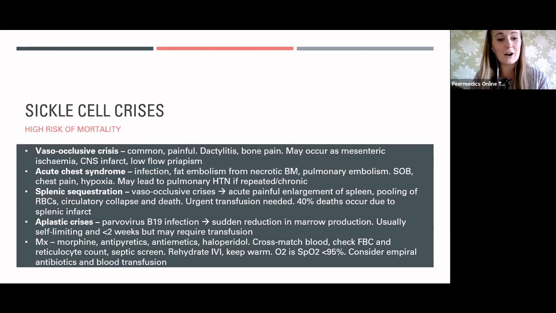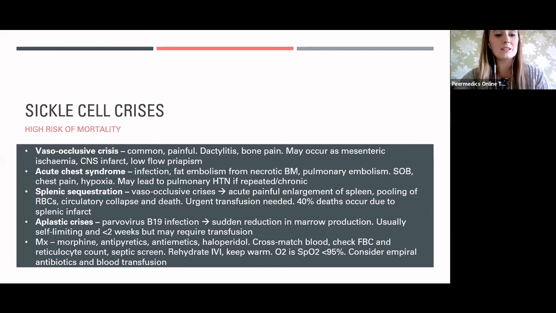You can get aplastic crises. Again, this is one of the conditions where parvovirus B19 infection can lead to a sudden drop in bone marrow production, leading to aplasia. So again, not really something that you want, but it's not quite as bad as the other ones. It's normally quite self-limiting, only lasts for about 2 weeks, but it may require transfusion.